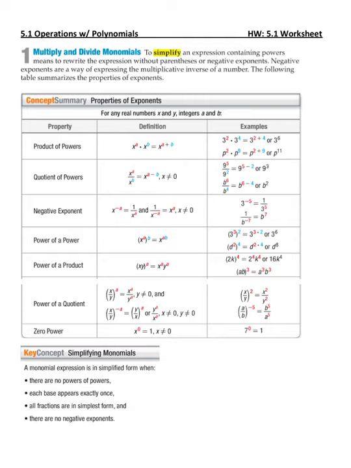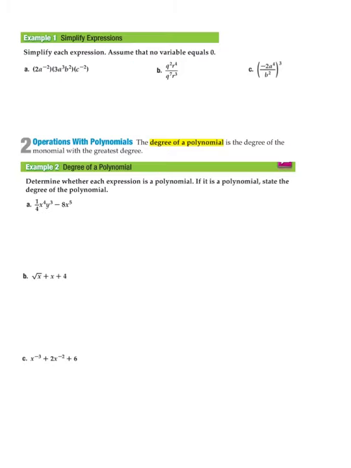Alright, hello everyone. Guys, we're going to continue with 5.1. This will be our third part. It's really all we've covered this week. Third part of 5.1. Guys, we talked about the properties of exponents. That was on Tuesday. Yesterday we talked about the degree of a polynomial.